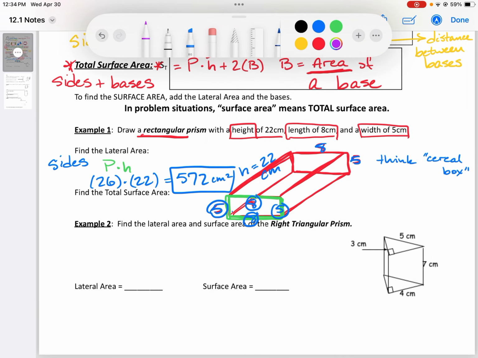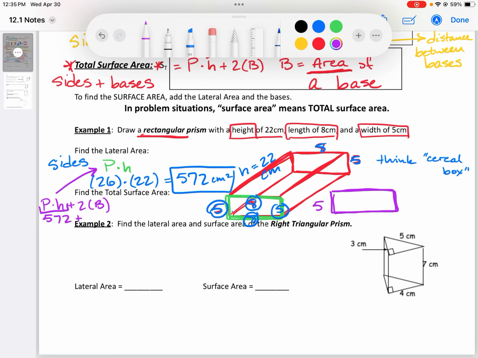Now that is just my sides. That is excluding the ends. So now to find the total surface area, I want to include them. So I'm going to do P times H plus 2 times the area of the base. Now again, pH is our lateral formula, so I already know that part of this equation is going to give me 572. But the 2B is going to come from the area of the base.